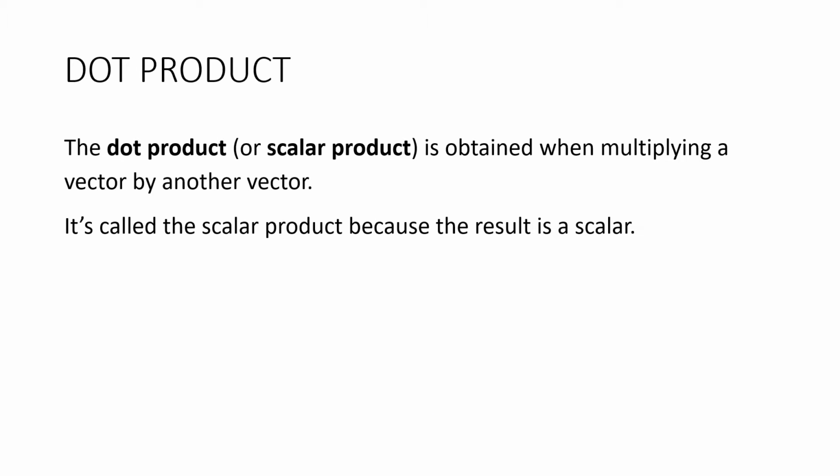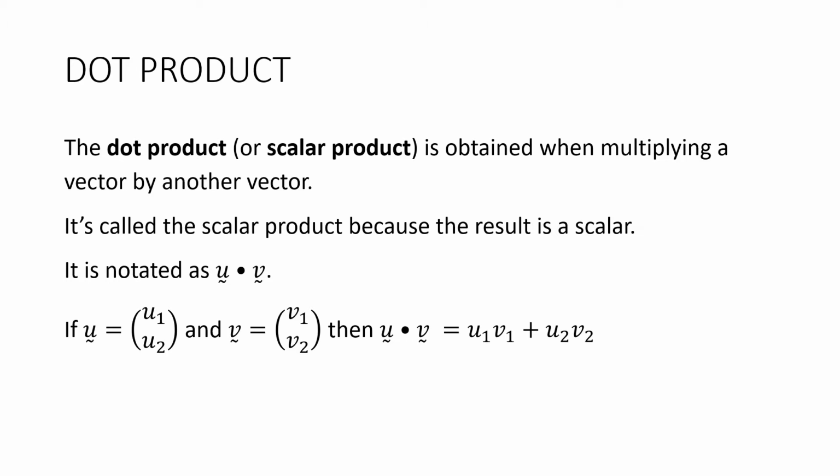So the dot product or scalar product is obtained when multiplying a vector by another vector. It's called the scalar product because the result is a scalar. It's called the dot product because that's its notation. Now here's the formula. If u is equal to u1, u2, and v is equal to v1, v2, then u dot v is u1 v1, so multiply the horizontal components together, plus u2 v2, multiply the vertical components together.